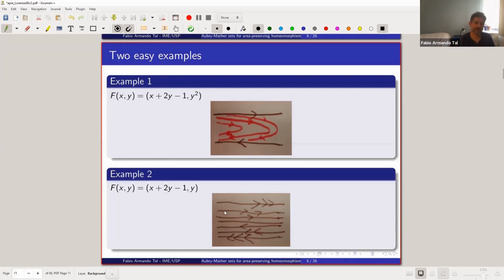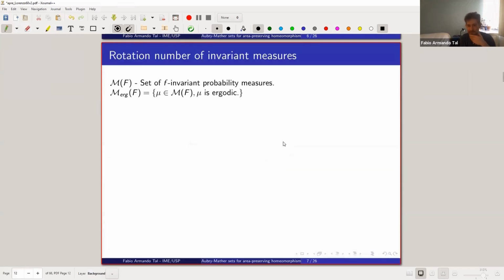So here, every point has a well-precise speed, and the speed you have depends on your height. The higher you are, the higher speed you have. In both these examples, all points have a well-defined speed, but you don't even need to have a well-defined speed. So the first example is a diffeo.